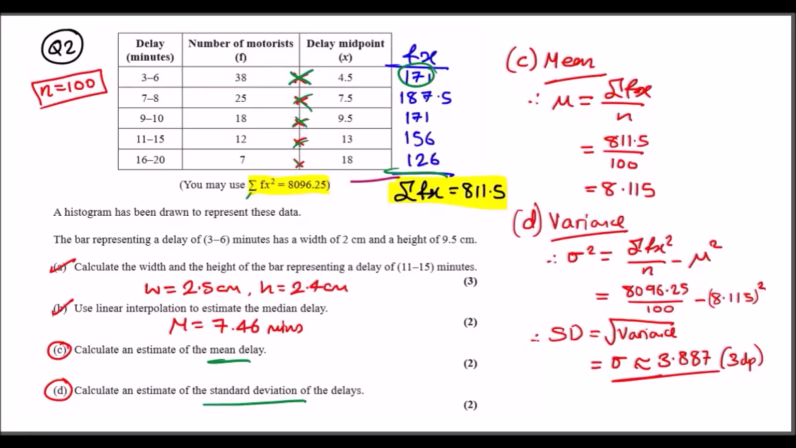Now remember, they also gave us this. If they didn't give us this, then you would have to find another column called x squared and square each of these values and then sum them up. Trust me, that would have been long. So this is actually convenient.